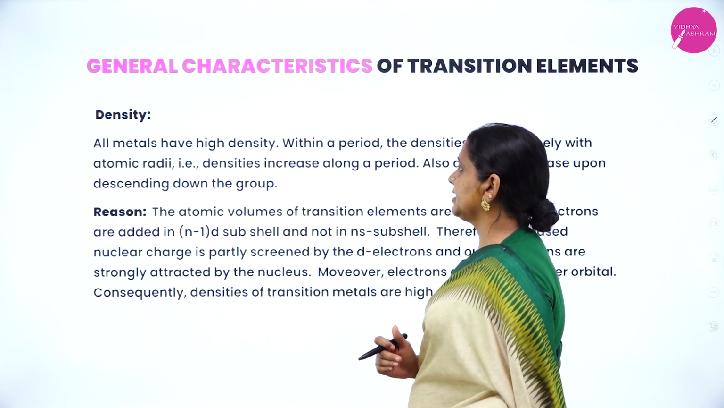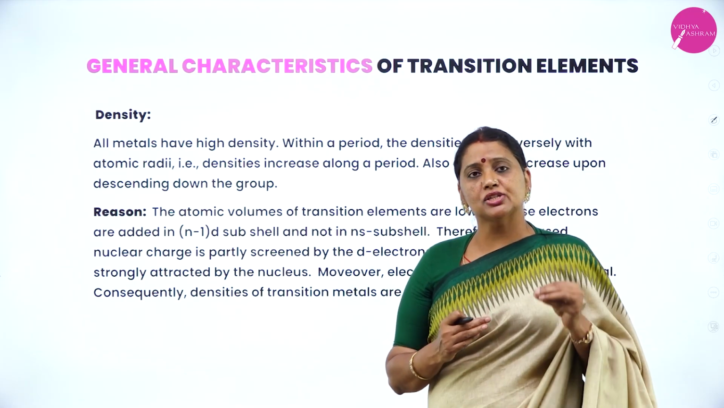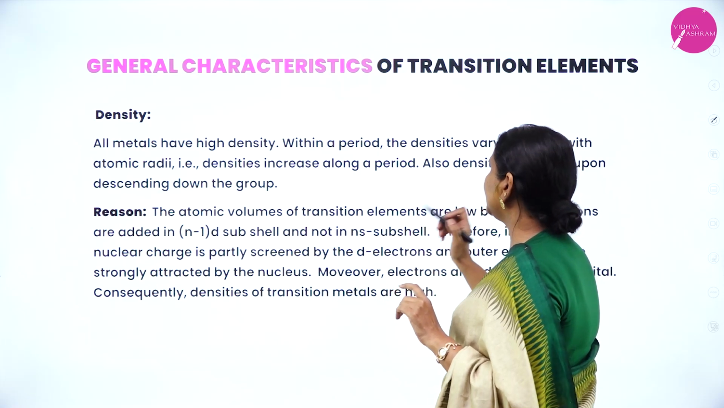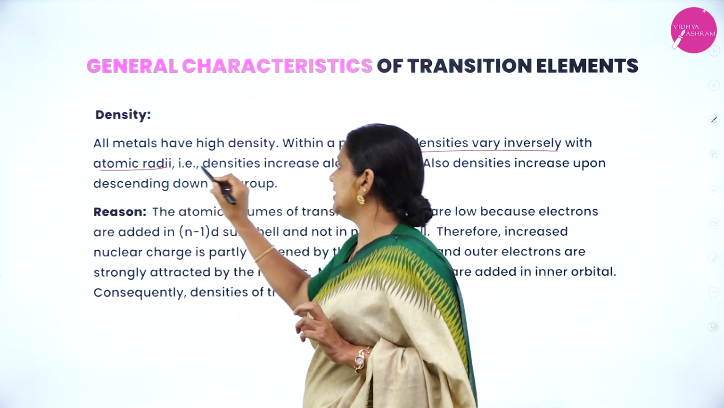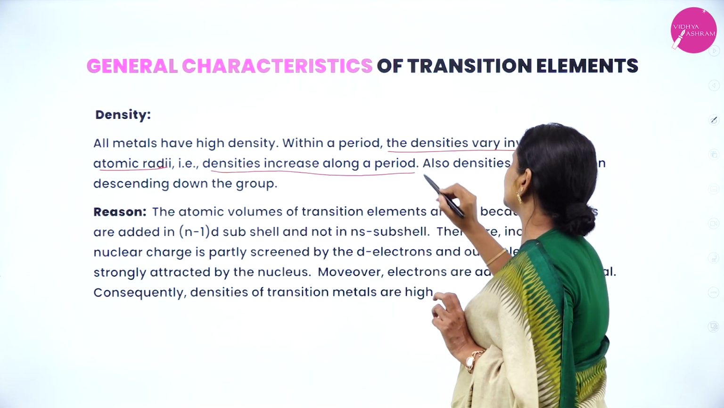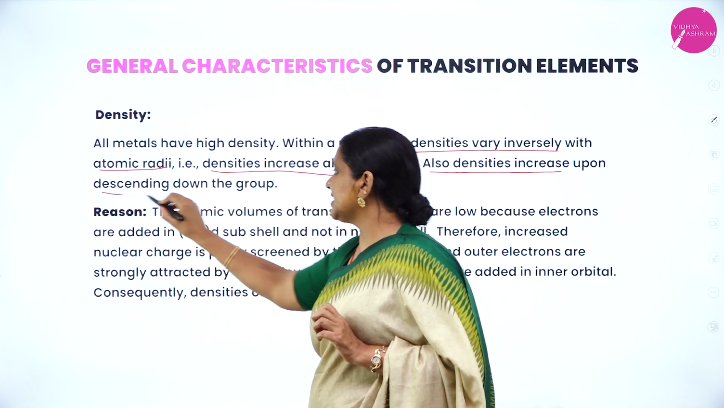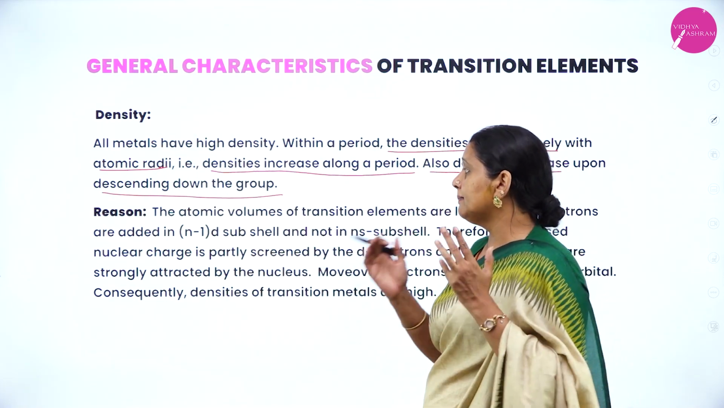When I consider density, next topic, density. As you know, all metals have high density. Within a period, the density varies inversely with atomic radii. That is, density increases along the period. Also, density increases upon descending down the group.